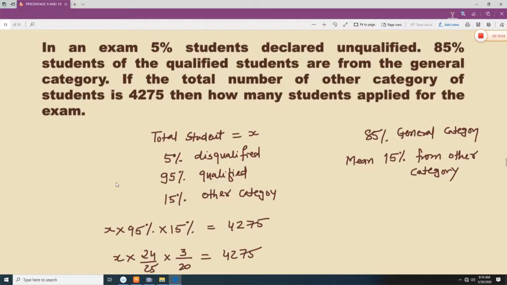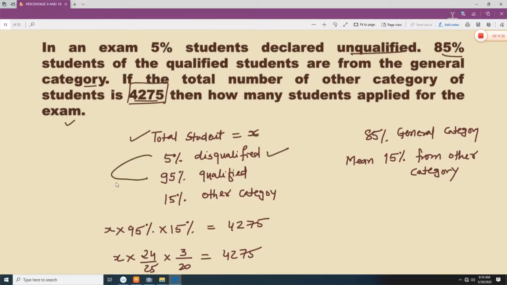In an exam, 5% students are declared unqualified. 85% of the qualified students are from general category. If the total number of other category students is 4275, then how many students applied for the exam? Now you see the real value is already given. When the real value is already given, we can assume total number of students, instead of 100, we can assume it is X. Now 5% are disqualified. If total is X, 5% of X are disqualified.